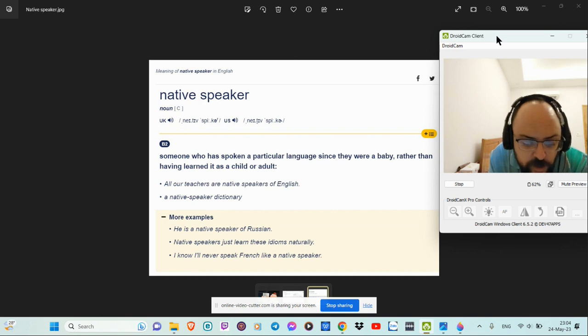More examples: He is a native speaker of Russian. Native speakers just learn these idioms naturally. I know I'll never speak French like a native speaker. See, this is what it means. It does not mention anything about race, nationality, country, anything like that. All it mentions is that you must have spoken a particular language. With English, you must have spoken English since you were a baby, rather than having learned English as a child or an adult. If you don't fit that definition, you're not a native speaker.